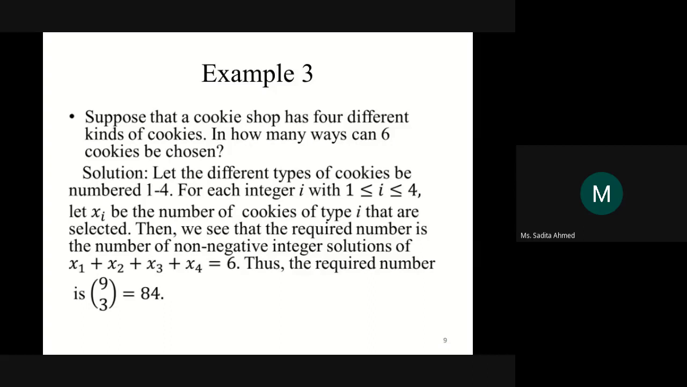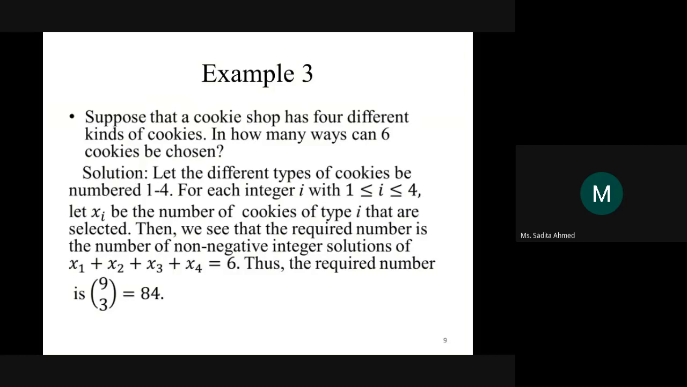So basically you have 4 boxes, 4 distinguishable boxes, because each box is for each type. The first box for the first type, second for the second type, third for the third type of cookie, fourth for the fourth type of cookie. So 4 distinguishable boxes where you have to place these 6 cookies. These 6 cookies are indistinguishable. These 6 cookies can be of any combination.